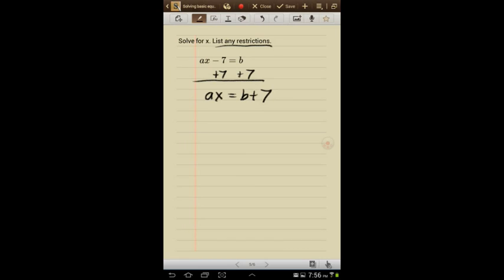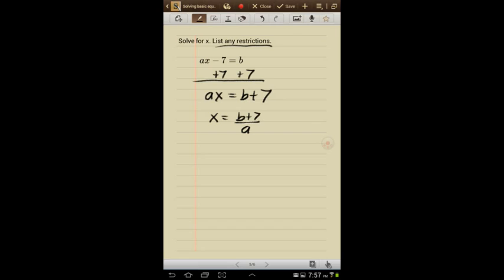In this problem, a is being multiplied to x instead of divided. So you need to divide by a. And just like last time, you're dividing a from the entire side. So you get b plus 7 all divided by a, or that quantity divided by a.